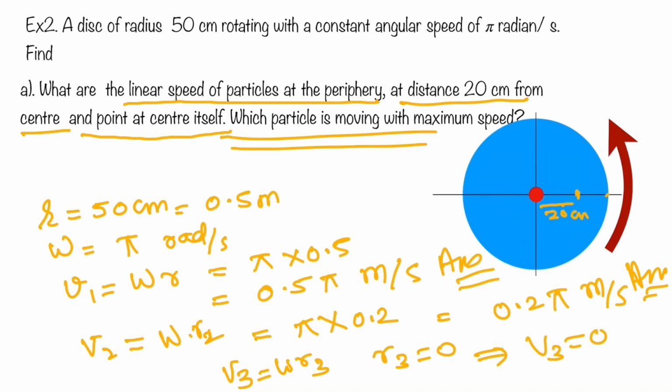So which particle is moving with maximum speed? In this case, or in any case, the particle at the periphery will have the maximum speed. So here this is v1, which is equal to 0.5 pi meters per second.